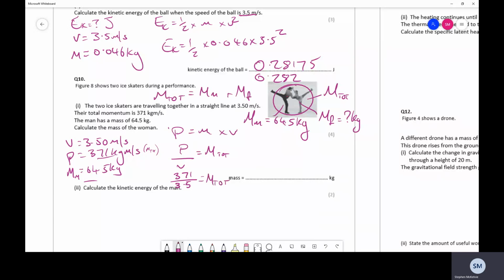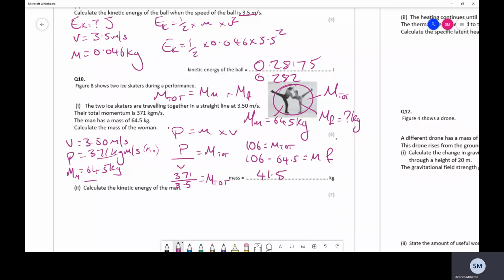To get my total amount of mass, M total. We're not done there, so we'll do 371. This is a really nice question. Divided by 3.5 will give me 106. So 106 equals M total. And so what I'll do is 106 minus 64.5, pardon me. And 64.5 will equal the mass of the female. 106 take away 64.5 will equal 41.5.